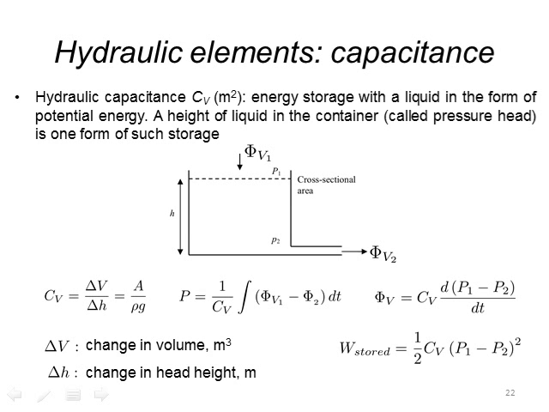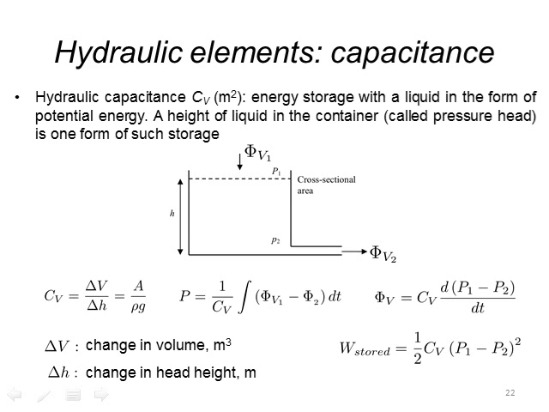So hydraulic elements, now we can relate to components, the lumped modeling approach. A capacitance, which is in meters squared, is typically energy storage within a liquid in the form of potential energy. A height of liquid in a container, called a pressure head, is one such form of storage. So C_V in this case would be the delta volume over delta H.